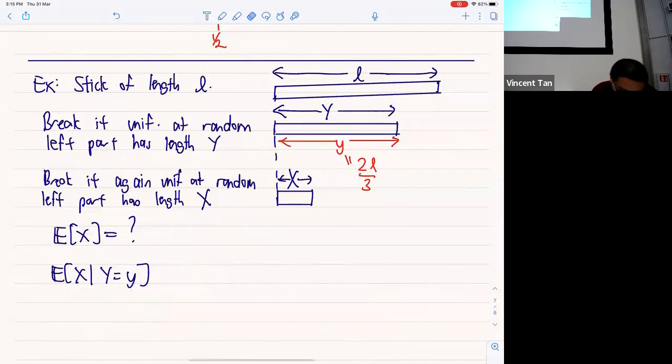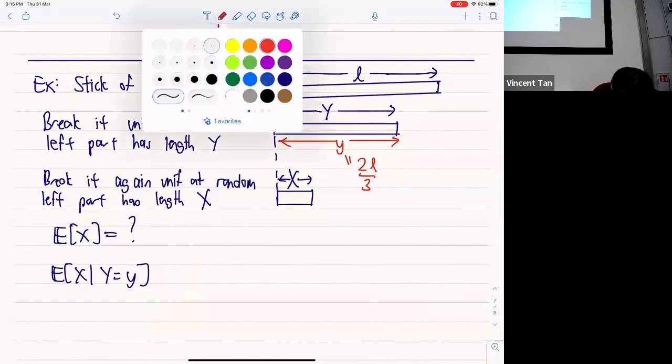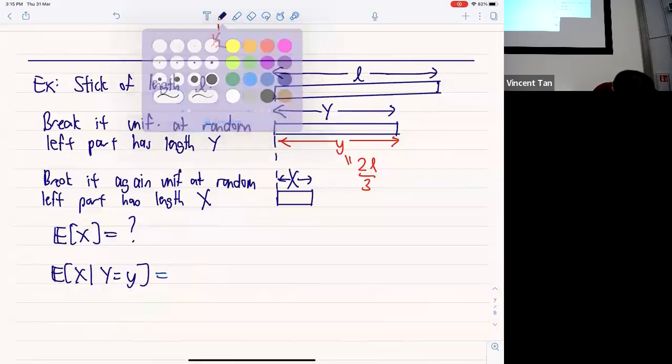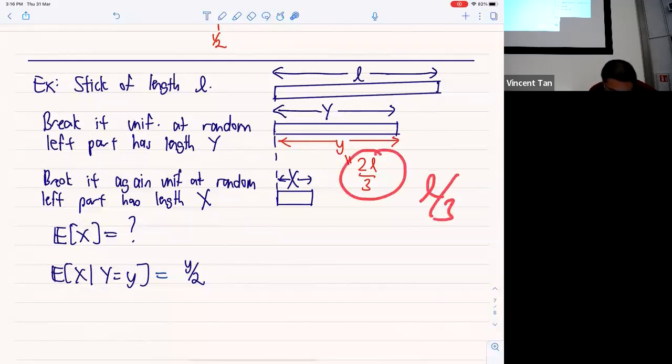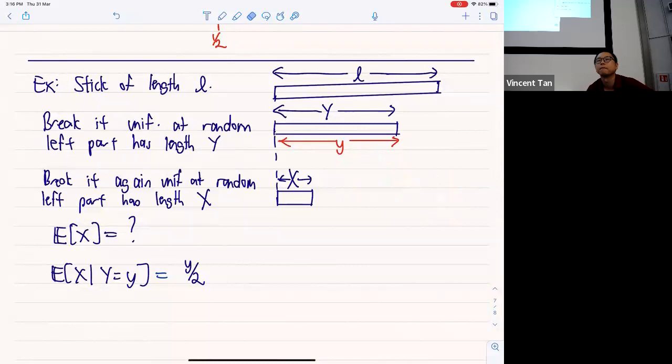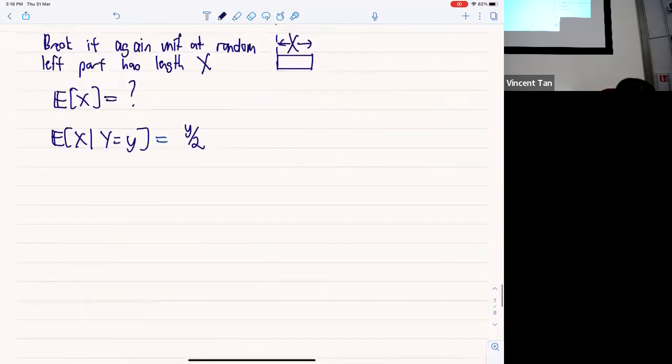So more generally, this is going to be Y over 2. Agree? If I know that the intermediate stick is of length little y, the expected value of the next break is going to be little y over 2. In this particular case, it's going to be L over 3, but let's consider the general case. Let's remove this. So this implies that the expectation of X given capital Y is Y over 2.